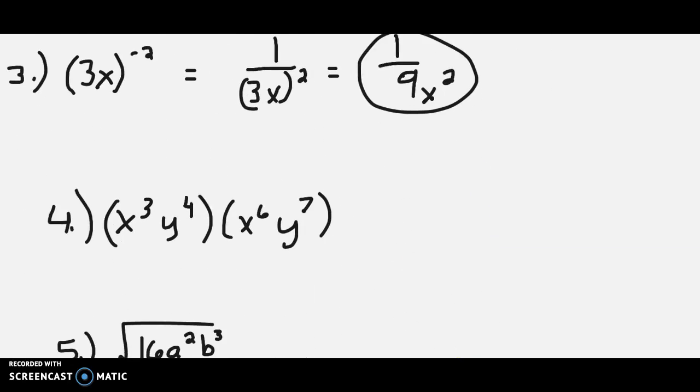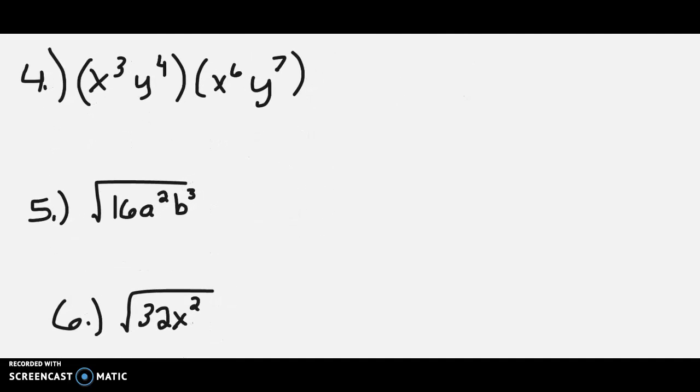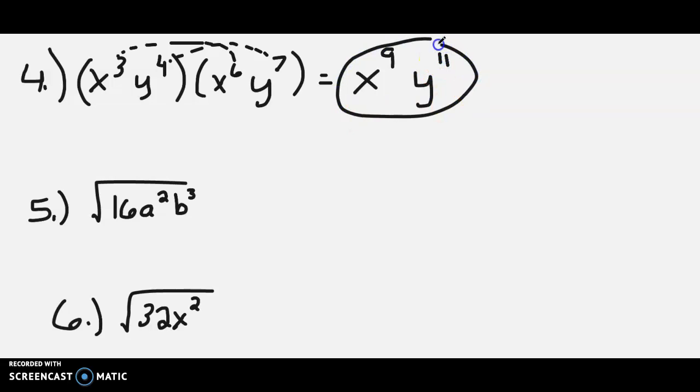Alright, let's look at some more here. 4, 5, and 6. Now we got 2 more exponentials, and then we start with our radicals. Alright, when multiplying exponential terms, we add the exponents. So, x to the 3rd times x to the 6th becomes x to the 9th. Y to the 4th times y to the 7th, 7 plus 4 is 11.